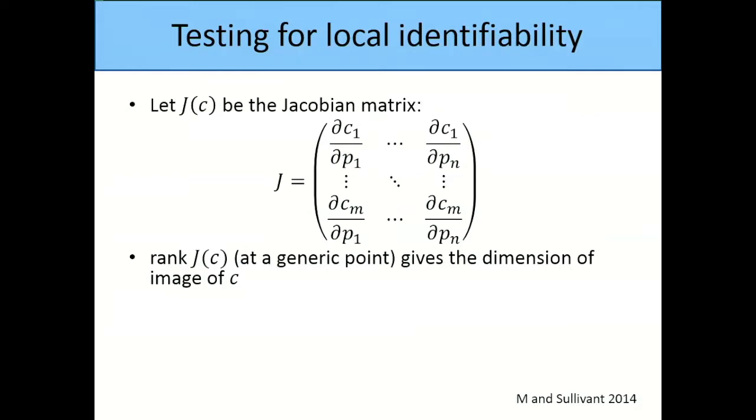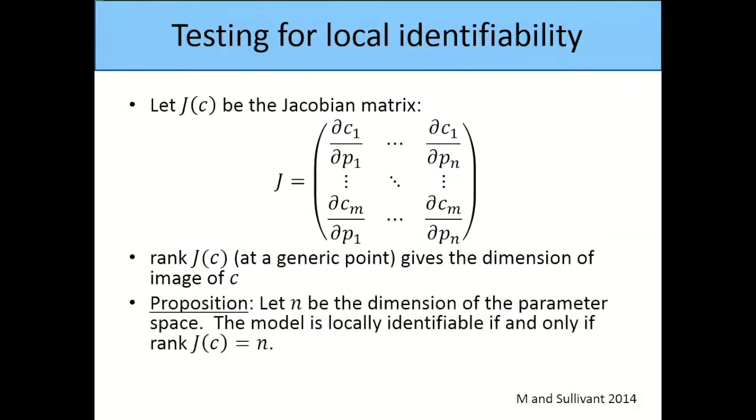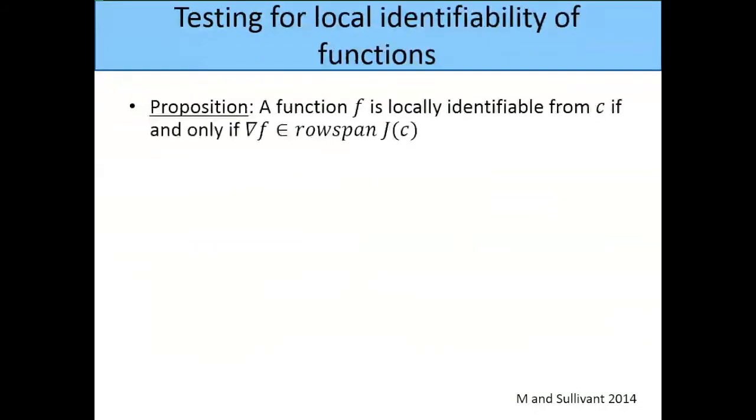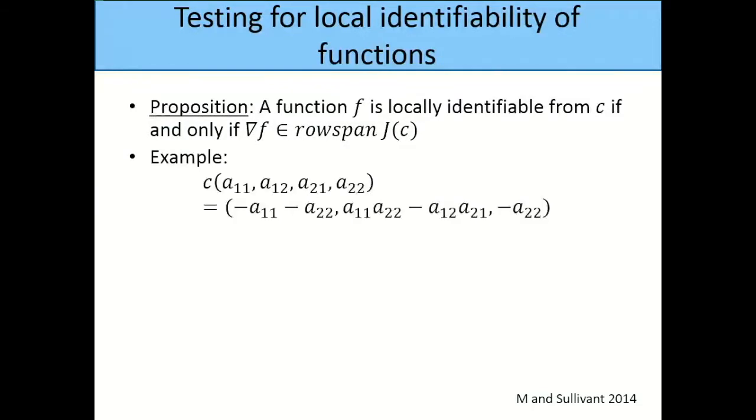Well, going back to our test, we said we test for local identifiability using the Jacobian. And we said that we can tell if a model is locally identifiable or not by finding the rank of the Jacobian. Well, it turns out the Jacobian can be used not just to test whether or not a model is identifiable, it can be used to test whether or not a function is identifiable. So we have the following proposition. We say a function is identifiable if and only if its gradient is in the row span of my Jacobian.